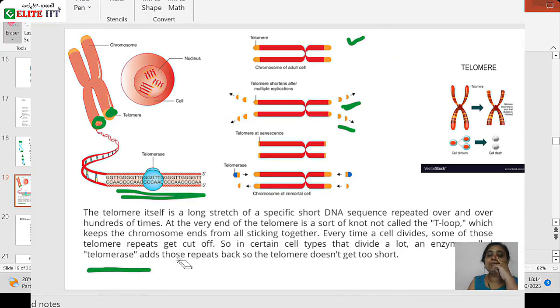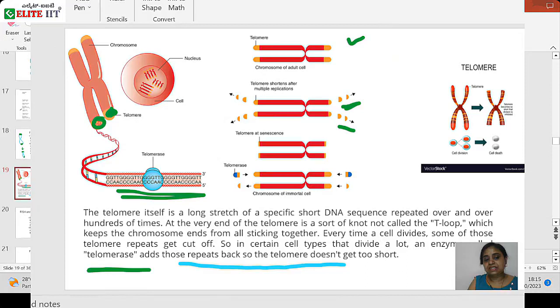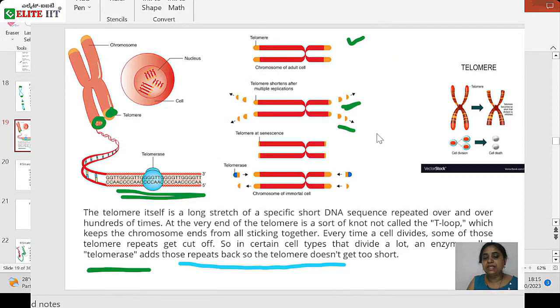If telomerase is properly working, that means the cut part can be rejoined. So in certain cell types that divide a lot, an enzyme called telomerase adds those repeats back so the telomere does not get too short. Okay, so if your telomerase activity is good, that means aging will be less, because it is controlling the degradation of telomere. Whatever telomeres are removed, it is actually added by the telomerase activity. Up to a certain age there will be telomerase activity.